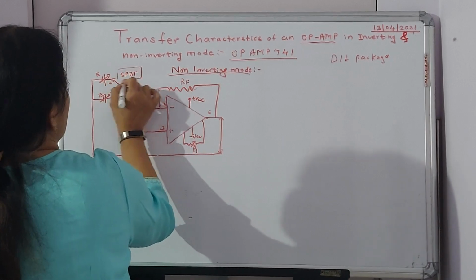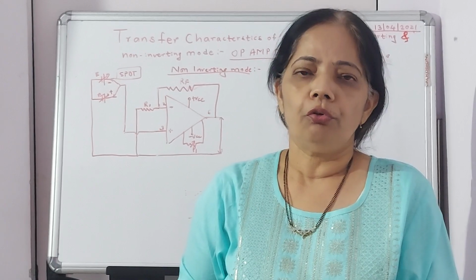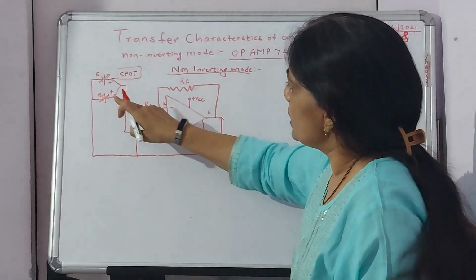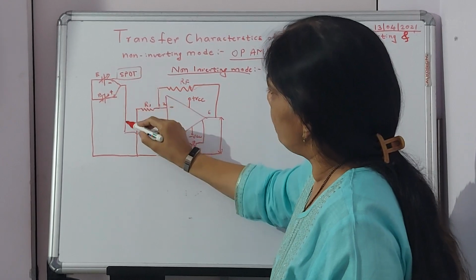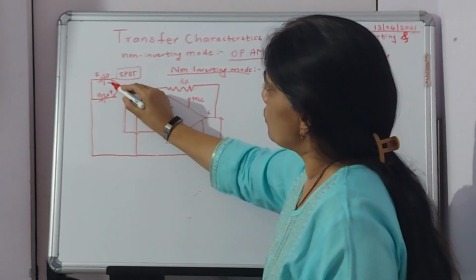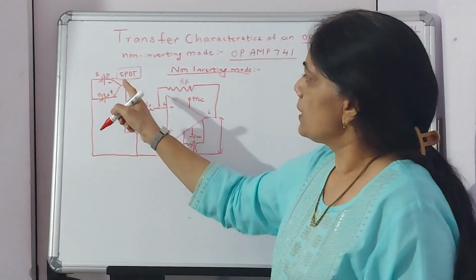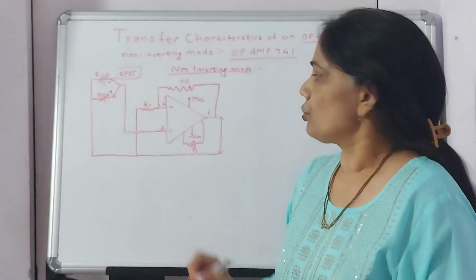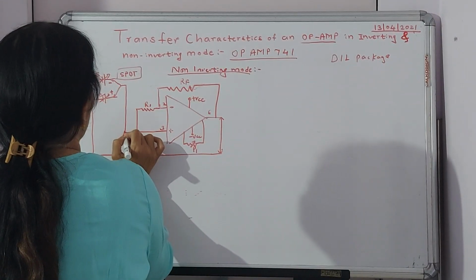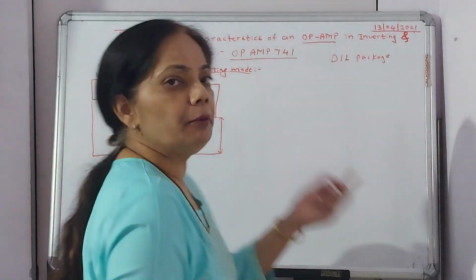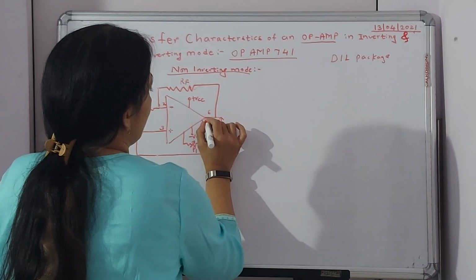What does SPDT stand for? This is called single pole double throw, which means at a time only one circuit will work. Suppose my switch is towards this, so this part will be in action, and when it is towards negative, this part will be in action. That's the meaning of single pole double throw switch. Now over here, to perform the practical, you need to change the input and measure the output.